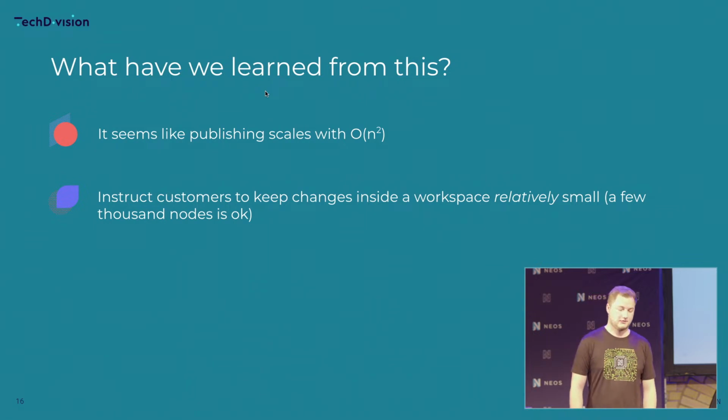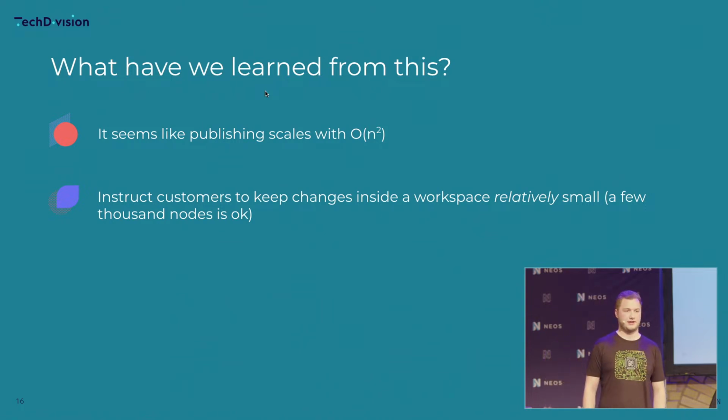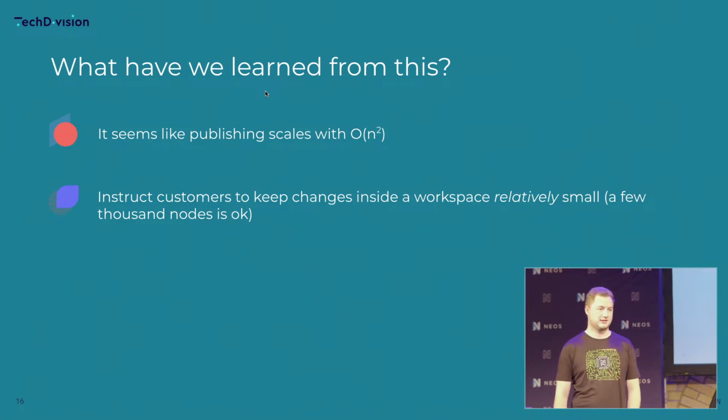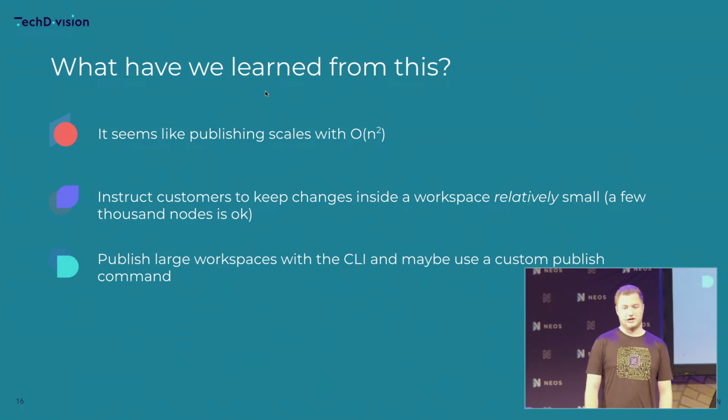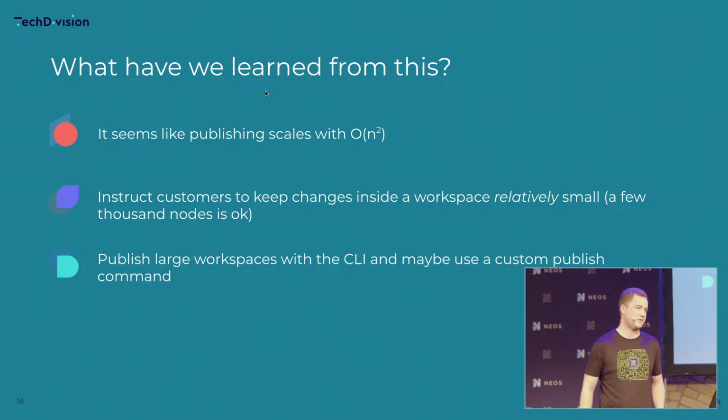Maybe instruct your customer to keep changes inside a workspace relatively small. A few thousand nodes should be fine, but anything larger than that might cause problems. If the customer decides he wants to change 20,000 nodes, then you might consider publishing the workspace in the CLI. So just tell your customer, hey, if you have 20,000 nodes that need to be published, just give us a quick call and we will publish them from the CLI. And just use the limit command that I showed you earlier and run it like 10 times, depending on how many nodes you need to publish.